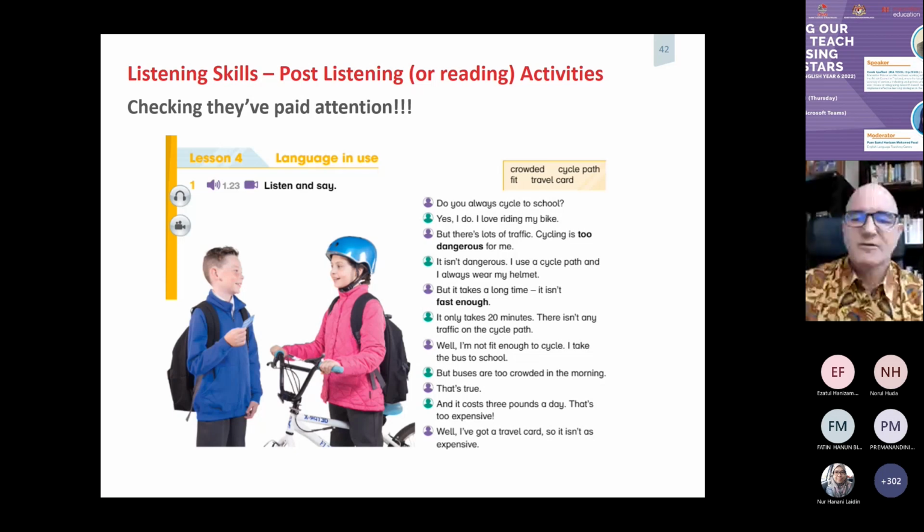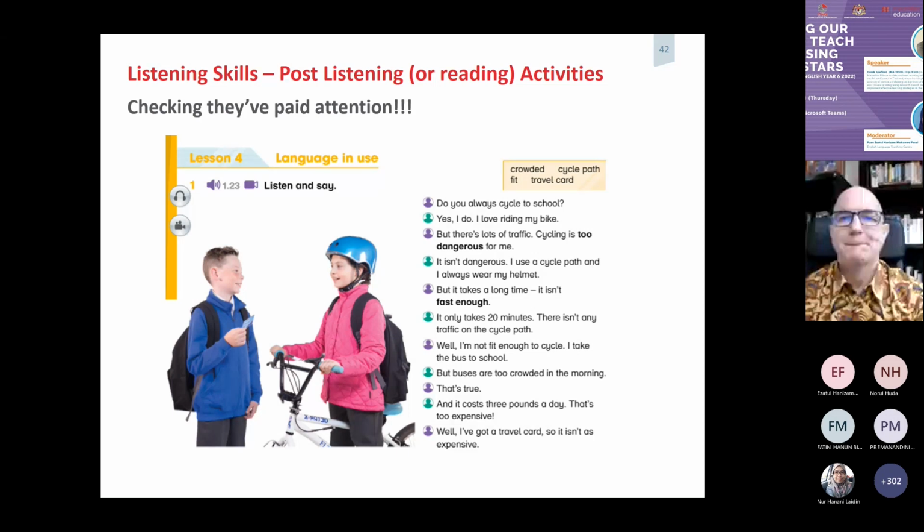When you've read it, you can put a smiley or something into the chat box to tell me that you've read the text, please. Thank you. Lovely job. Thank you. Okay.